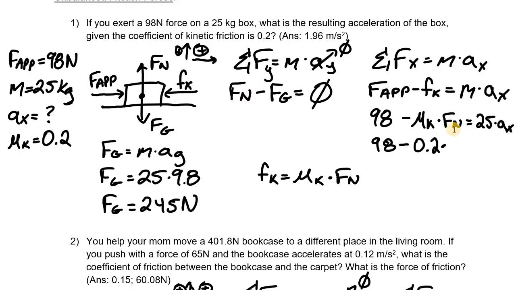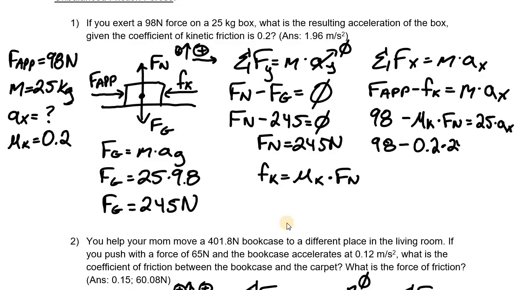Once again, if we don't have two things in this one equation, look at our other equations. Look at that. We got Fn over here minus our Fg. Oh, I got Fg over here. We already calculated that out. How nice is that? So we have Fn minus our Fg. How simple is this? So we're just going to substitute our 245 in here.